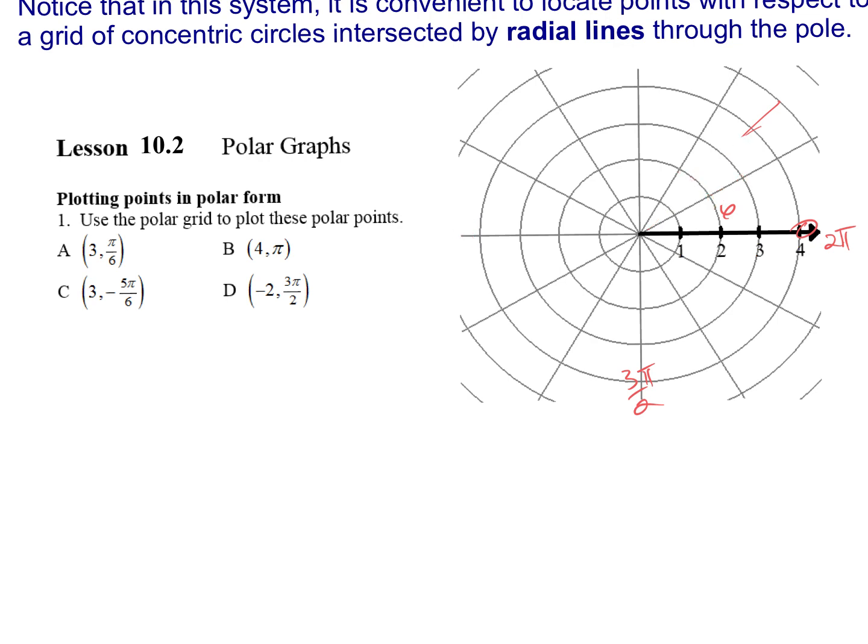Okay, so let's graph all of our points. Take all of those points on problem 1 and put them on there. So we have our 3 and pi sixth. We have 4 and pi.